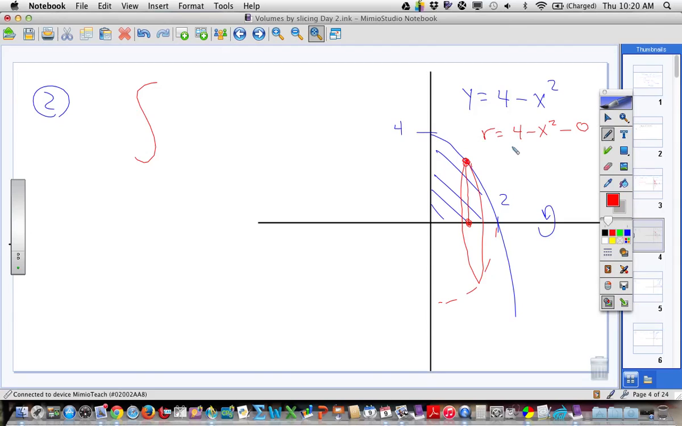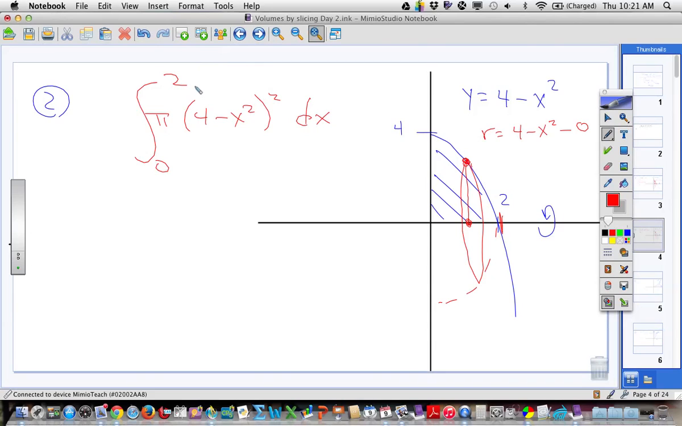I'm going to write out my radius. It's my top minus my bottom. So when I come to put it over here, I've got pi, and then I've got radius squared, and they go from 0 to, what is that, 2? So the strips fill the space from 0 to 2.